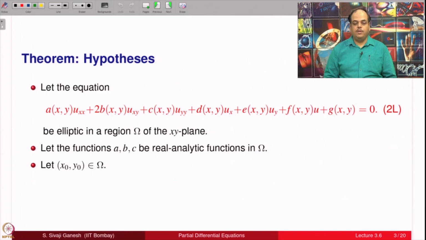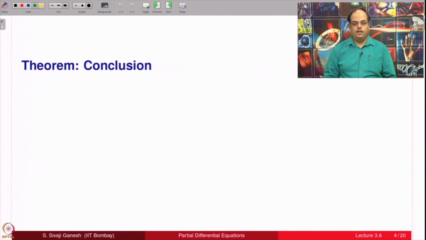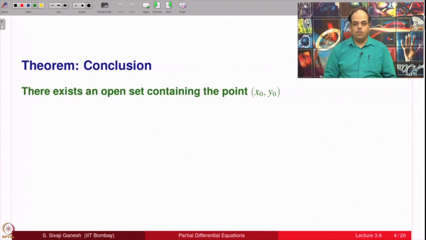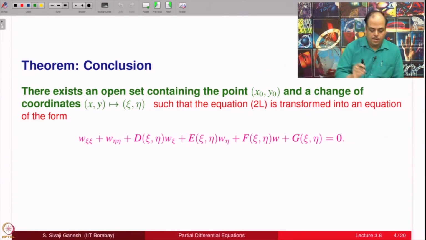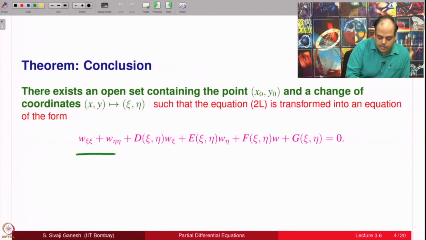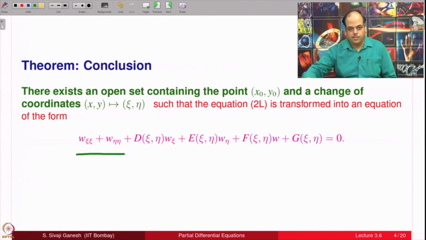So, let x0 y0 belong to omega. Now, there is an open set containing the point x0 y0 and a change of coordinates such that the 2L gets transformed into this equation. Observe this part where the second order partial derivatives appear, w xi xi plus w eta eta, it looks like uxx plus uyy and no mixed partial derivative, w xi eta does not appear in this equation. So, this is what is called a canonical form for elliptic equations.